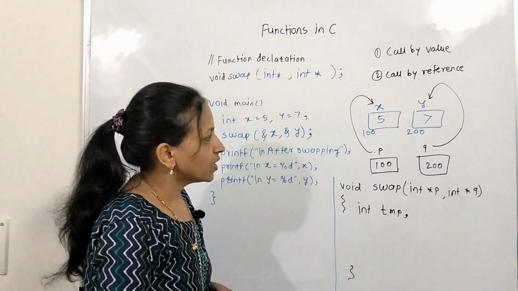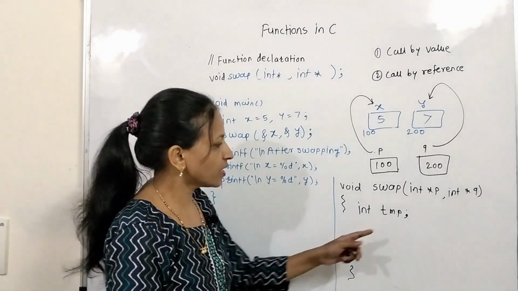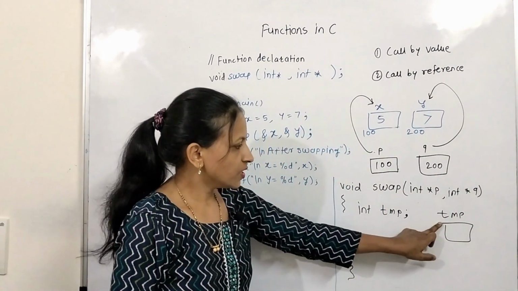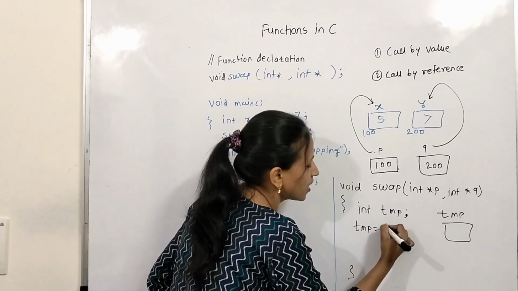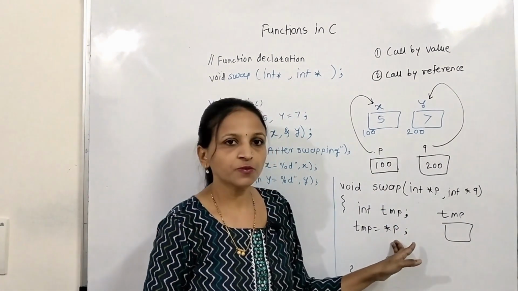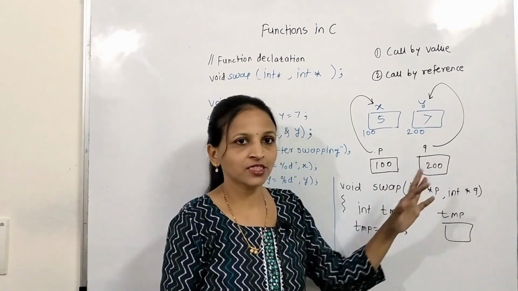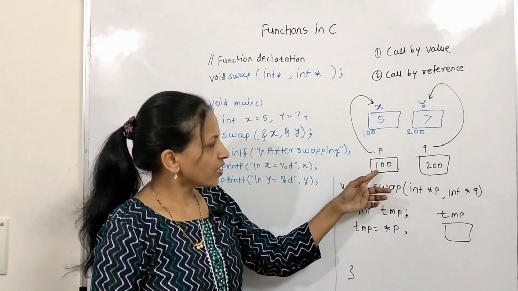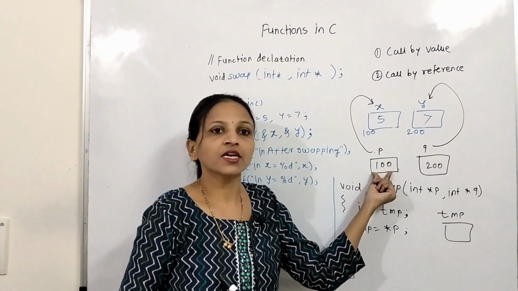Okay, now see, I want to modify x and y, so how do I write the statements? I can write temp here, again I am creating it in this way. First I will write temp equals star p. Why have I not written just p? Because p is holding 100. I don't want to exchange this 100 and 200, it is of no use. I just want to exchange the value of x and the value of y. That's why I will fetch this value 5 with the help of this 100.